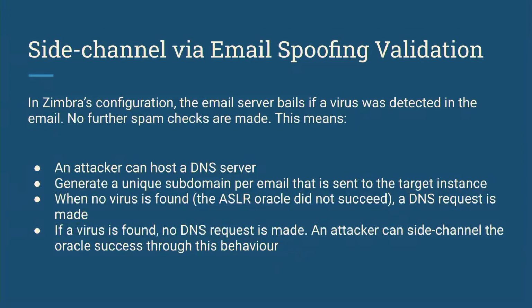And when no virus is found, which means the ASLR Oracle did not succeed, spam checking is deployed and a DNS request is made. Once the DNS request comes in, we can verify, okay, this was apparently not the right offset. However, if after 60 seconds or 5 minutes no DNS request ever arrives, we can conclude that for this particular offset, the email server bailed and did not make spam checks. That means we can side channel the fact that a virus was found, and that's how we can find out what the function pointer was.